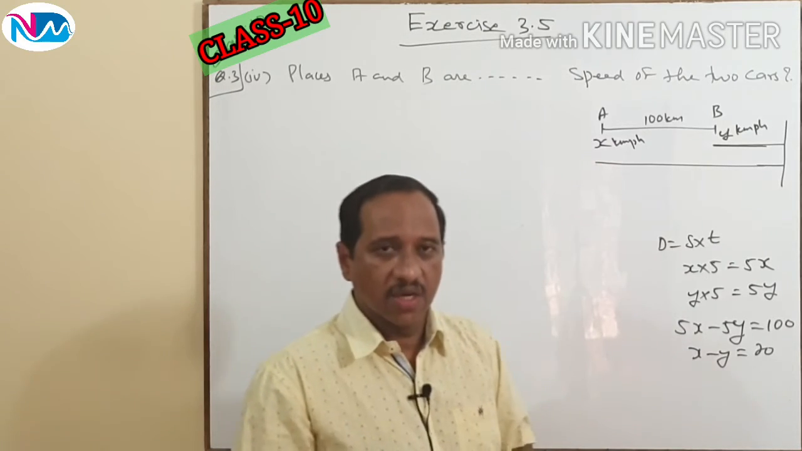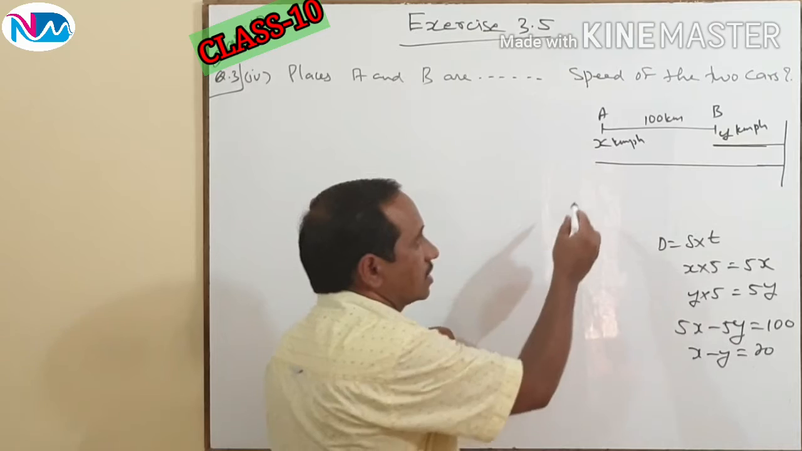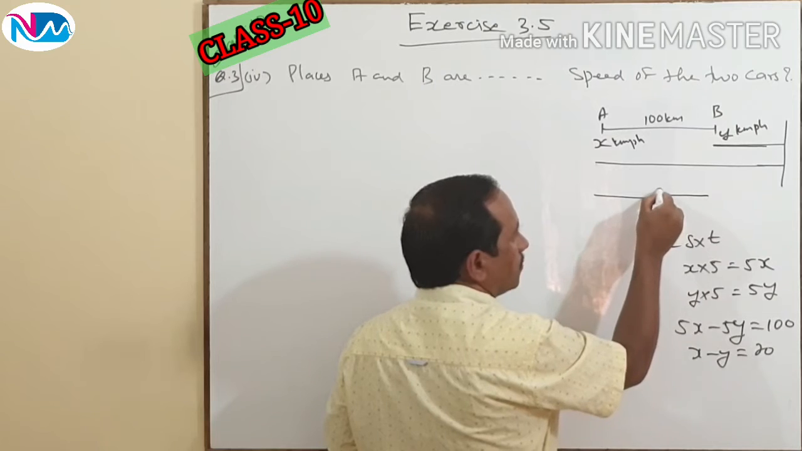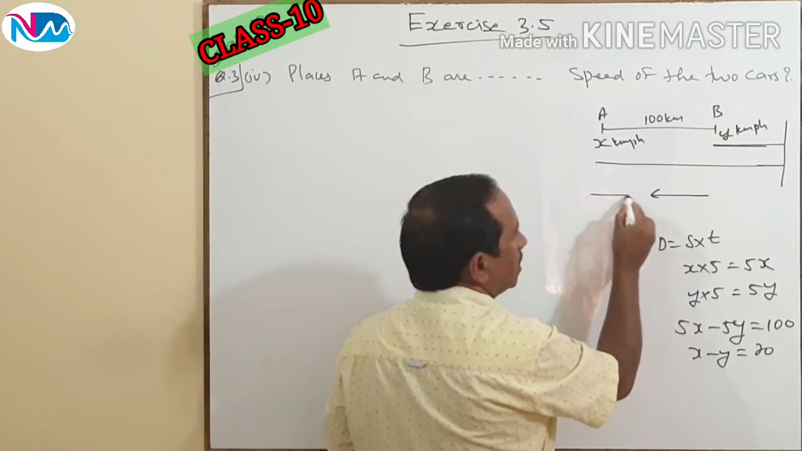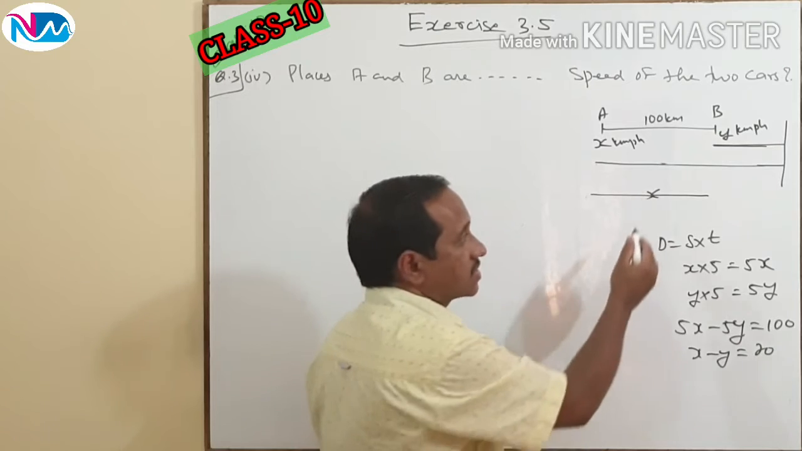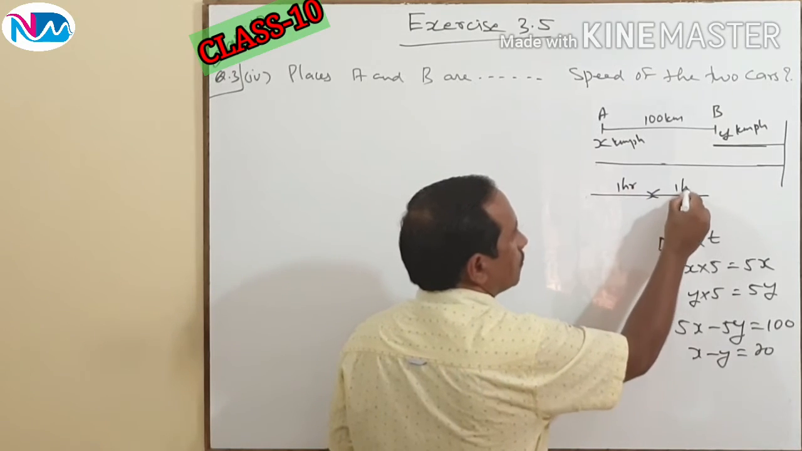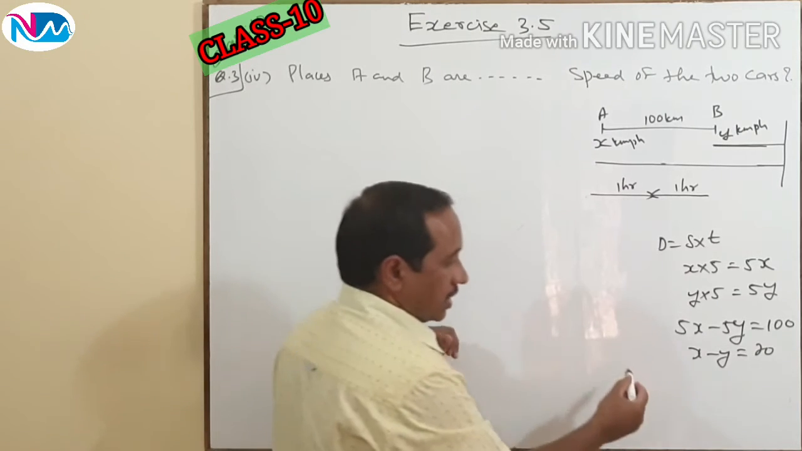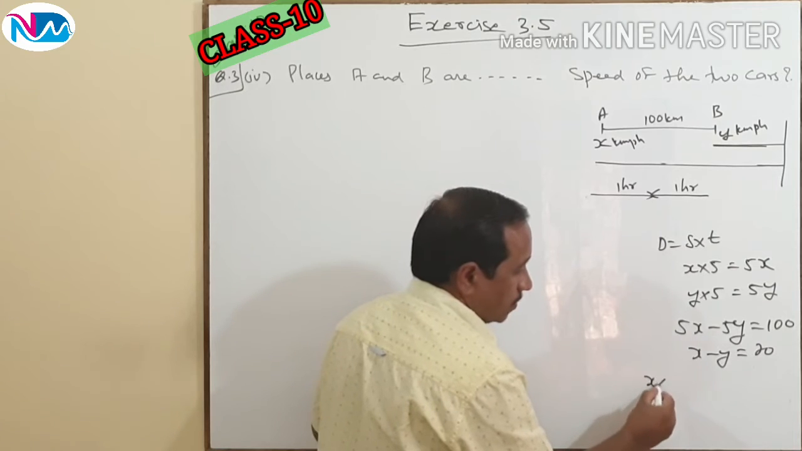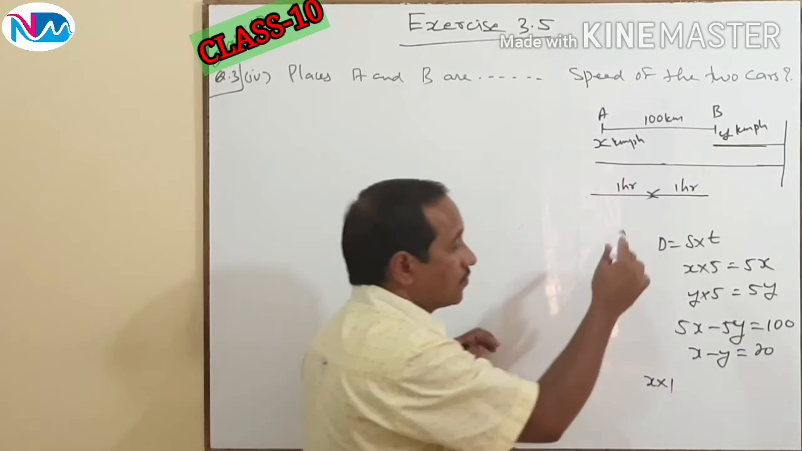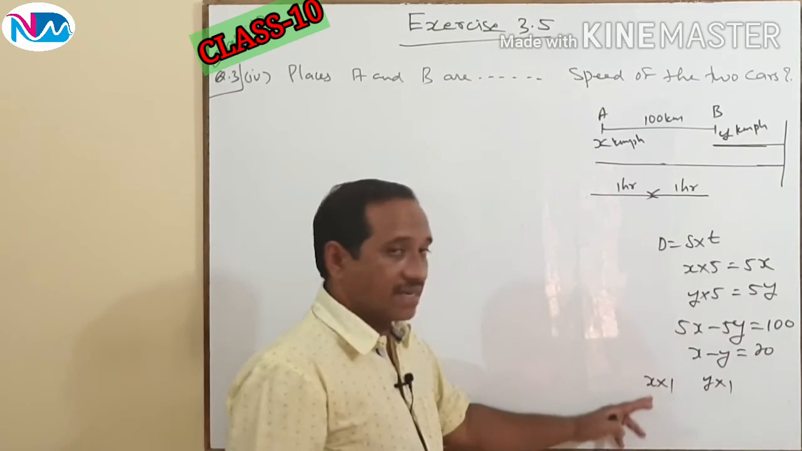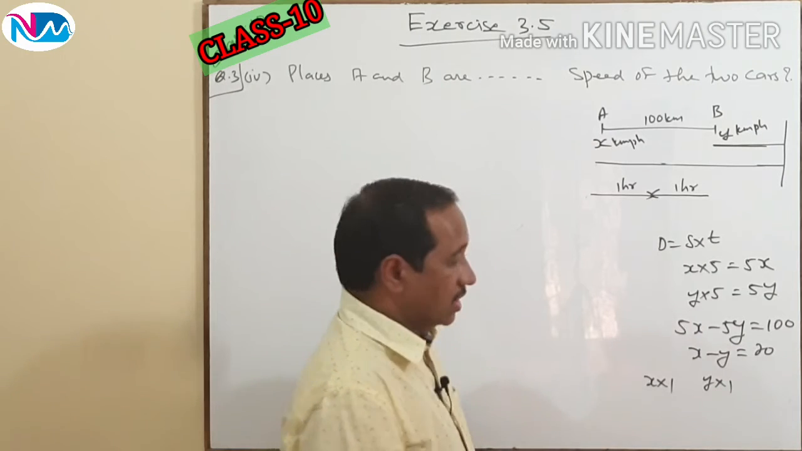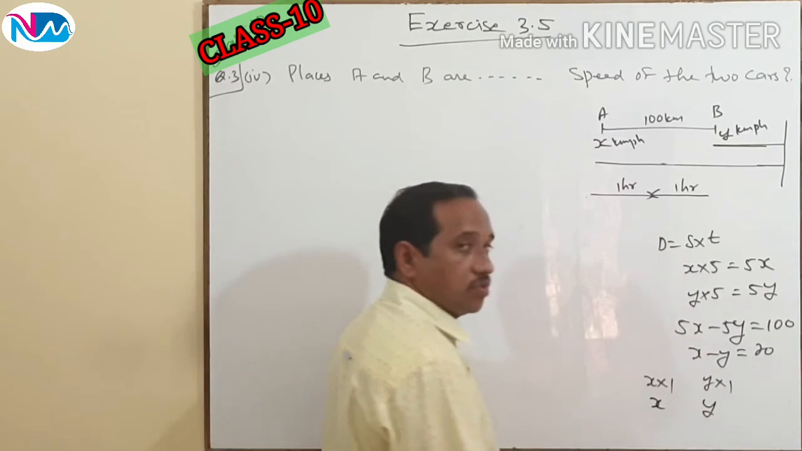Now there is another case when the cars travel towards each other. That means the car from A and the car from B travel towards each other and they meet in 1 hour. In this case, both the cars travel for 1 hour each. So the distance travelled in 1 hour is, for the car from A, x into 1, and for the car from B, y into 1. X is the speed, 1 is the time. Y is the speed and 1 is the time. That is x into 1 is x and y into 1 is y.